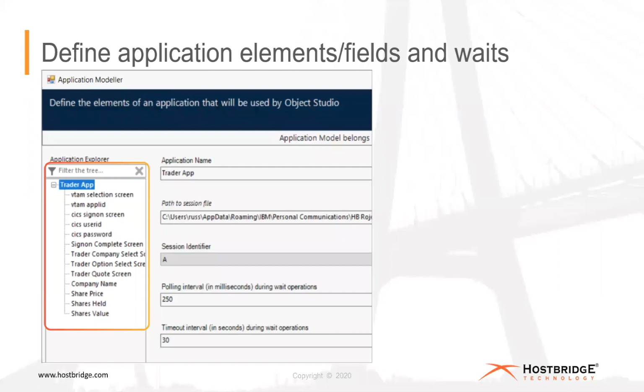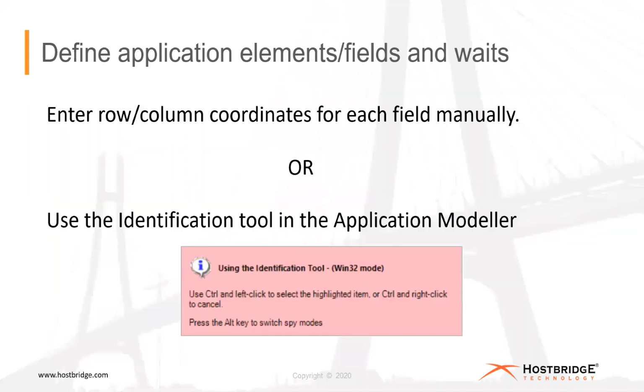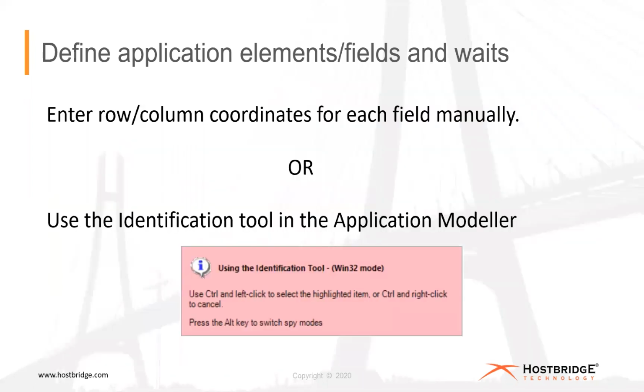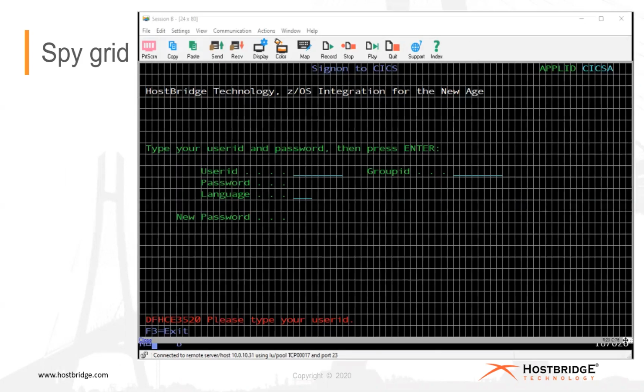Now, there are a couple of shortcuts to be able to define these fields. You can, in fact, do it manually, and in some cases, you have to. But there is a feature within Blue Prism that lets you define application elements and fields using what they call their identification tool or a spy tool. And when you go into the spy tool, essentially what you're going to see is this. It will lay a grid over your terminal emulation session.